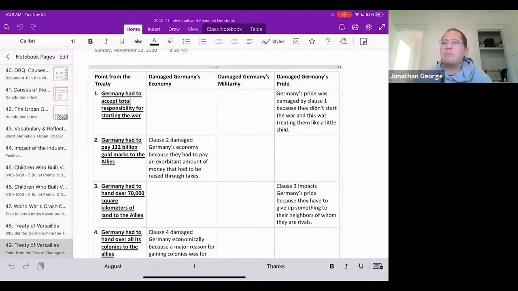For me, this impacts their pride, and people just feel like their pride is wounded by the way they're being treated and forced to sign something that didn't actually occur. Yes, they were major players in the war, but they didn't start the war. Okay, any questions? Put them in the chat. Any questions, you can put them in the chat, as we go here.